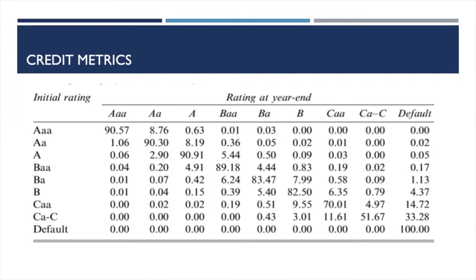It shows the percentage probability of a bond moving from one rating category to another during a one year period. For example, a bond that starts with an A credit rating has a 90.91% chance of still having an A rating at the end of one year. It has a 0.05% chance of defaulting during the year, a 0.09% chance of dropping to B, and so on.